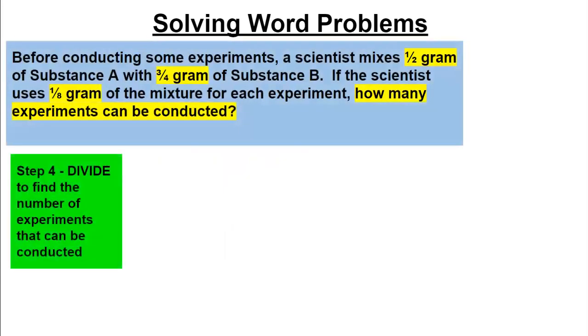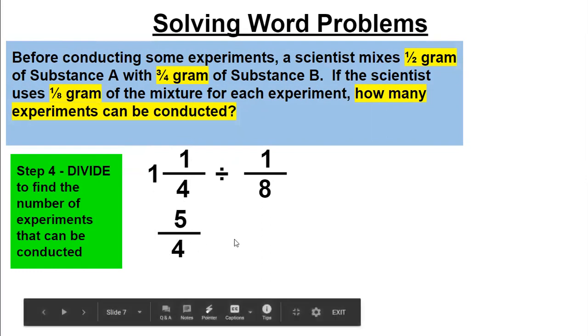Okay, so we're going to divide. Our total was 1 1/4 when we added the 2 grams together. Now we're going to divide by 1/8 of a gram. So what do we do? We change the mixed number into an improper fraction. Whole number times the bottom plus the top. 1 times 4 plus 1 is 5. So 5/4 divided by 1/8.